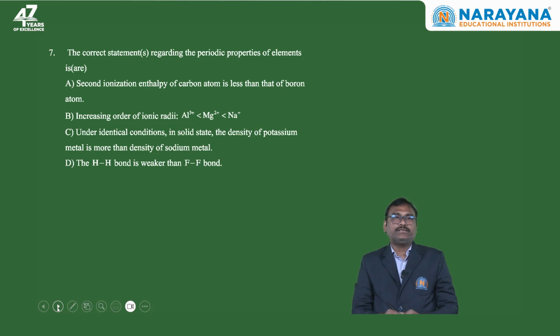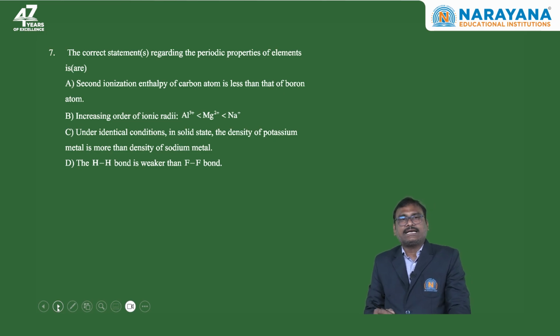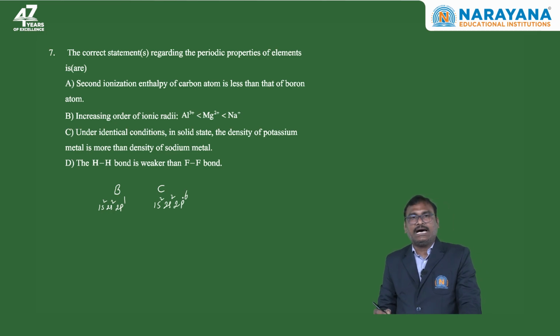Now go for the 7th question: which is the correct statement regarding the periodic properties of the elements? Option A: second ionization enthalpy of carbon atom is less than that of boron atom. See, boron and carbon. Boron's electron configuration is 1s2, 2s2, 2p1. Carbon's is 1s2, 2s2, 2p2.